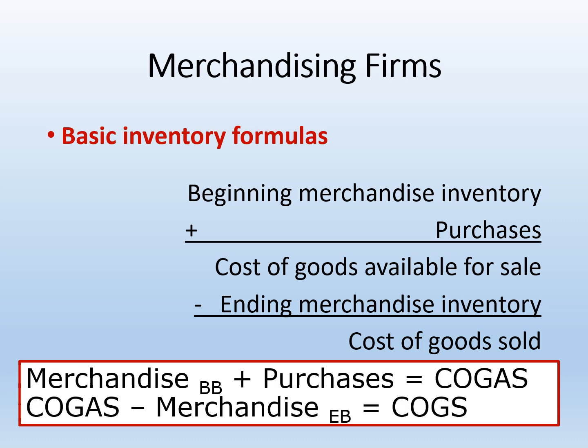We can write this in a more condensed form as cost of goods available for sale minus the merchandise ending balance equals cost of goods sold. But again, this is not just a formula.